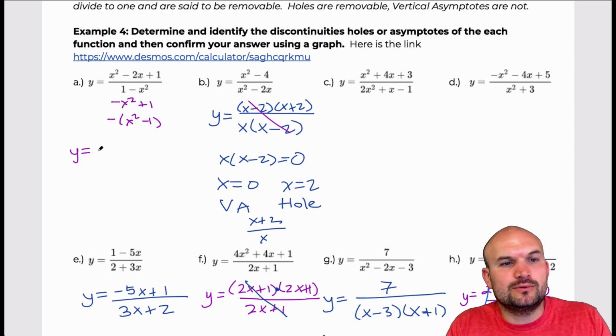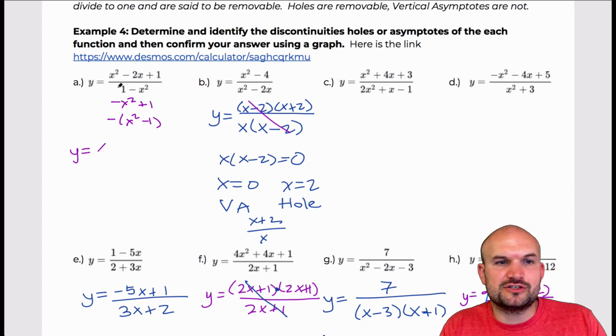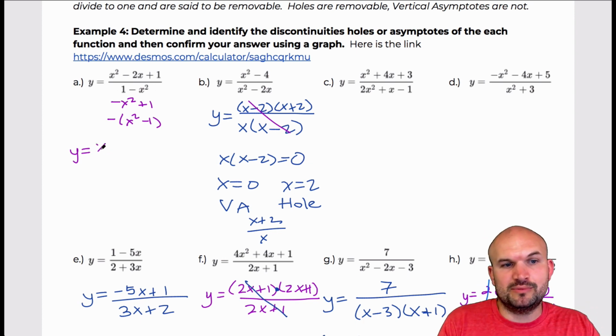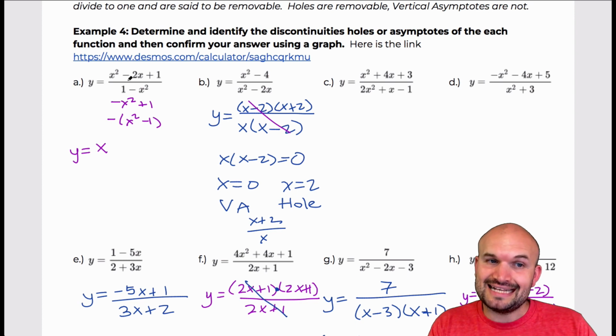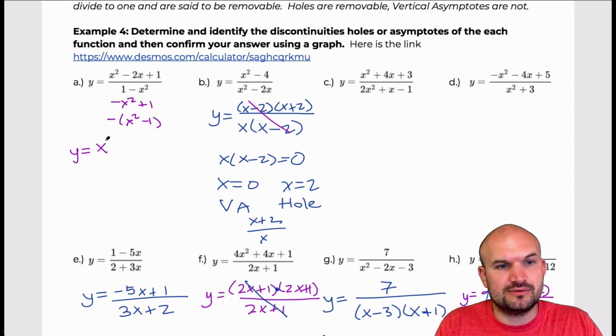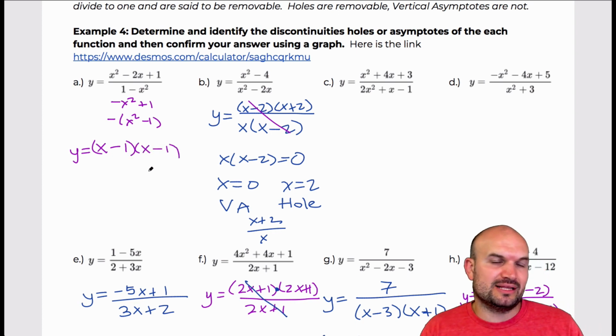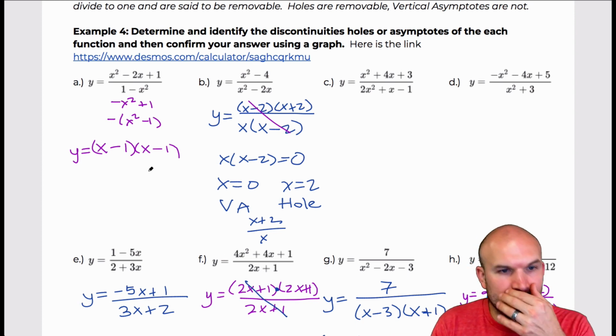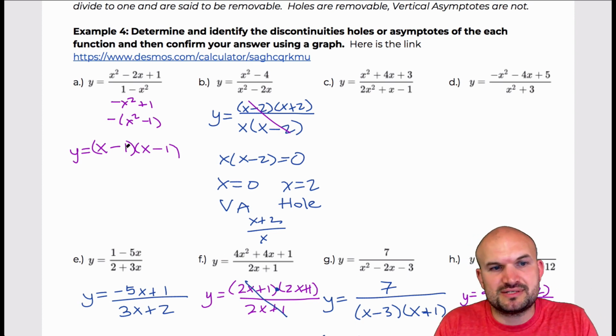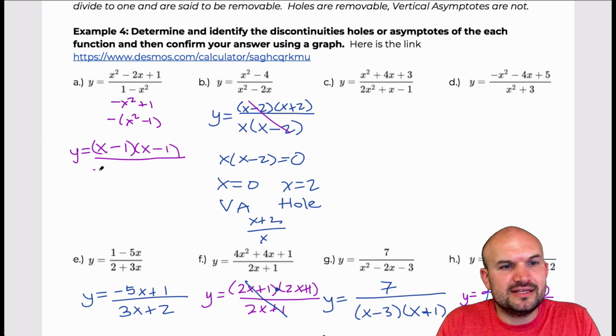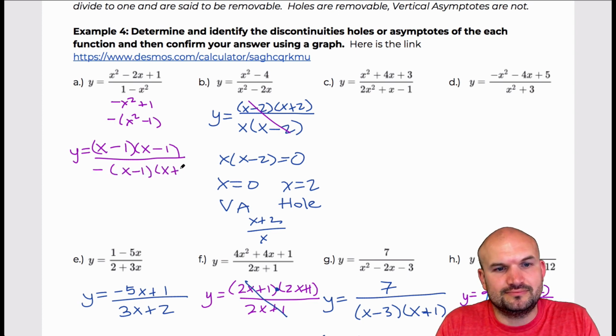So I get y equals, let's see, can I factor this numerator? That's a perfect square trinomial. What two numbers multiply to give me 1 and add to give me negative 2? That's x minus 1 squared. So I could just write x minus 1 times x minus 1. I prefer to write this in the factored form rather than as a binomial squared because it's easier to divide out terms. And then this becomes negative, x minus 1 times x plus 1.